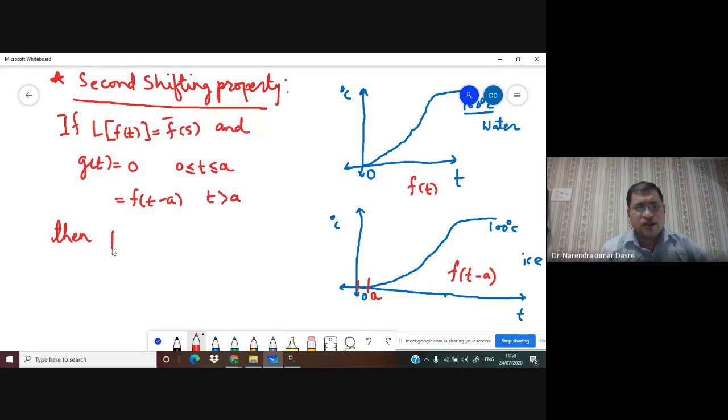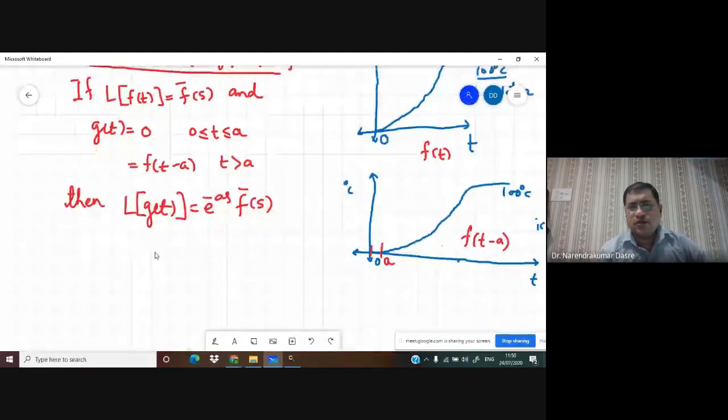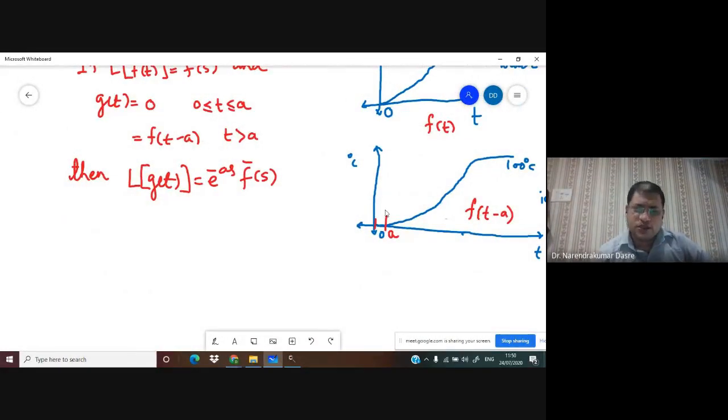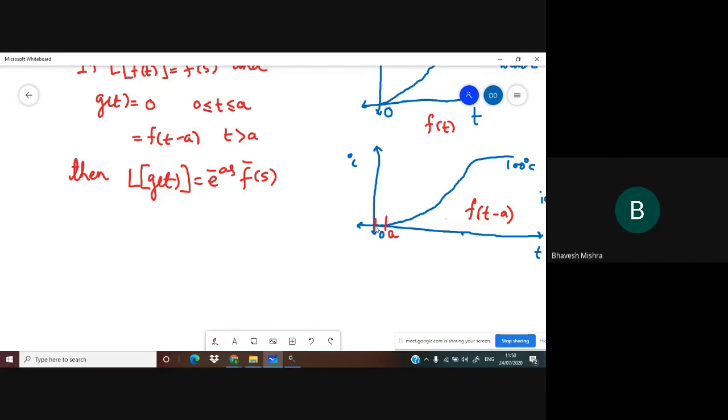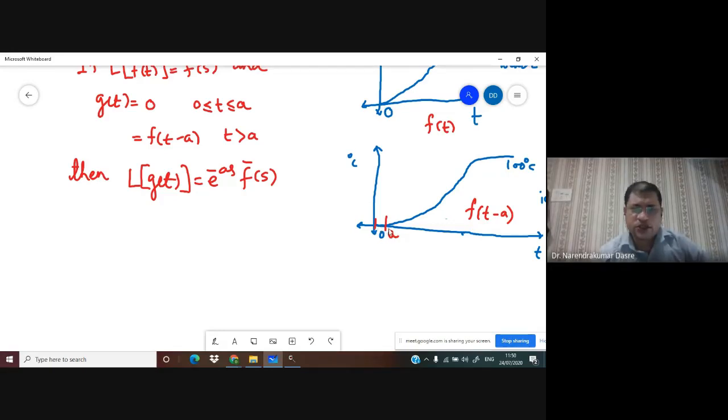The Laplace transform of this delayed system g of t is equal to e raised to minus a s into f bar of s. That's how we get the frequency response of the system. This concept is called latent heat. Converting 0 degree ice to 0 degree water takes latent heat, and after that you will have the same curves. Whatever we obtained earlier will be here, and that's why this is called the delayed system.